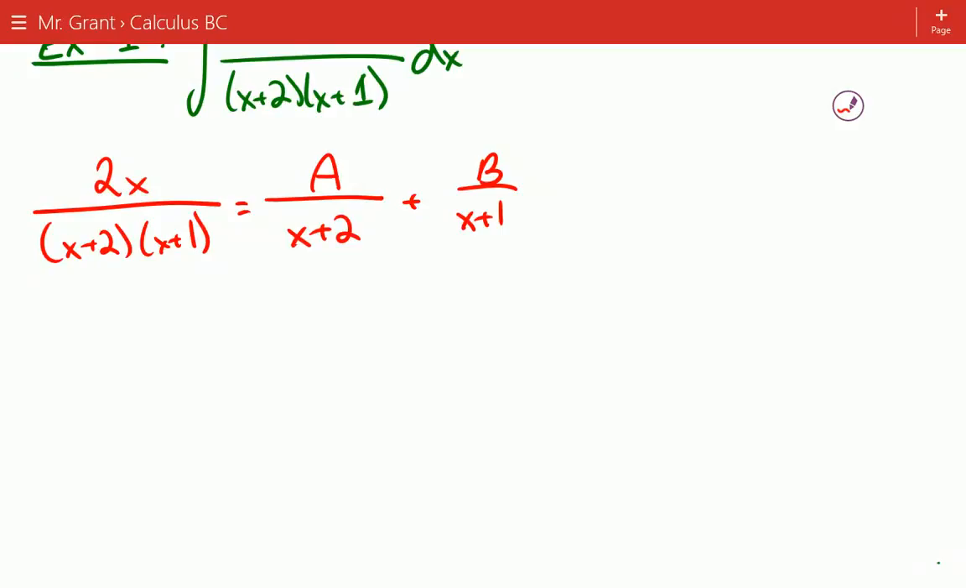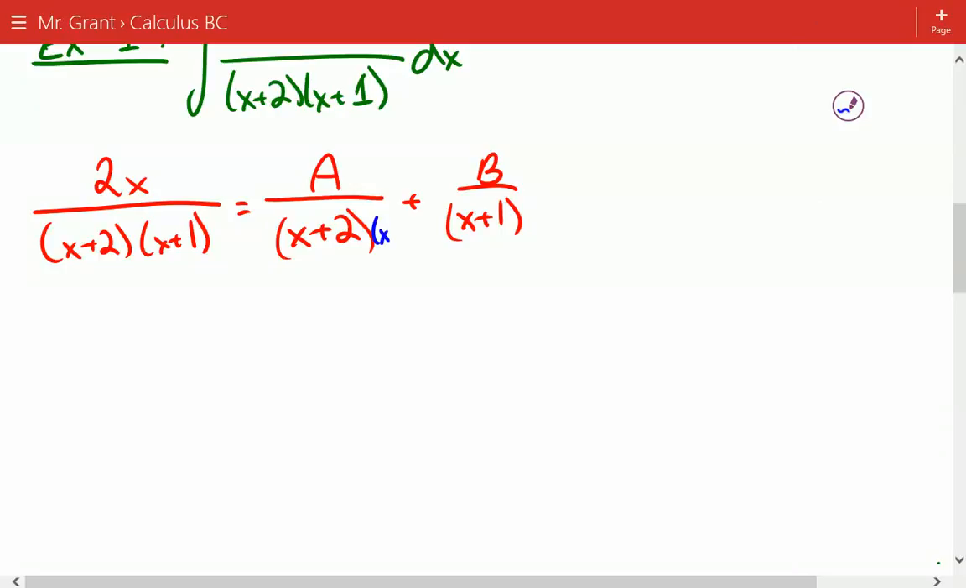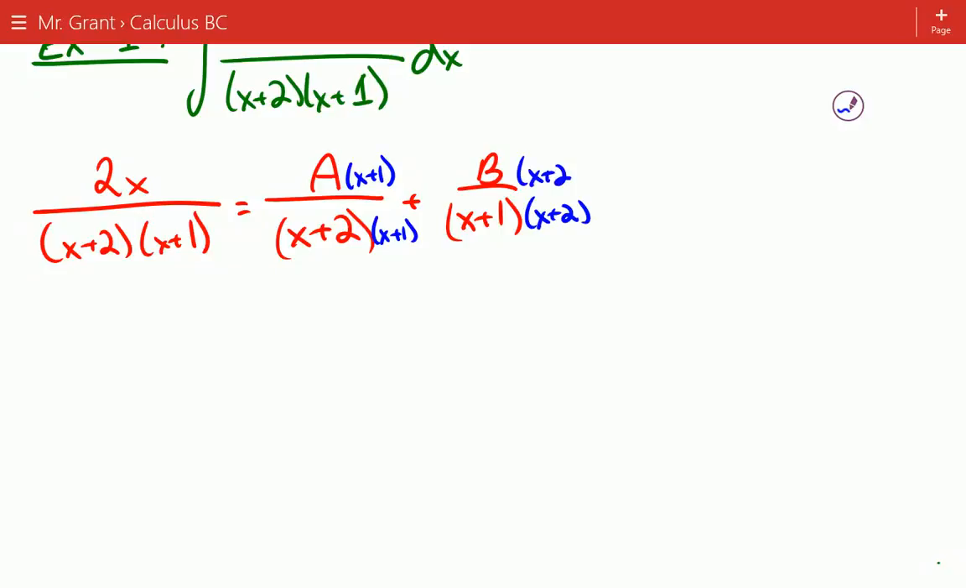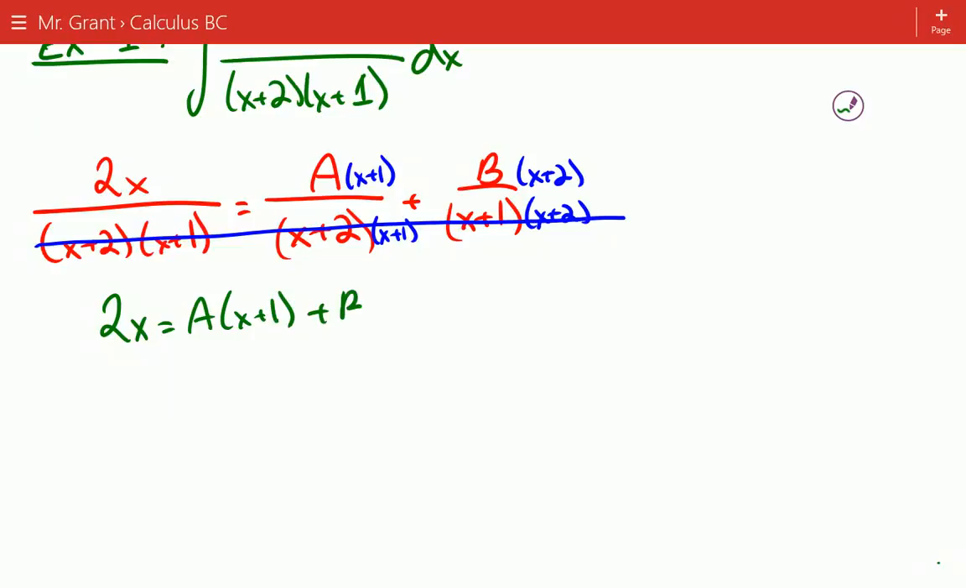If we wanted to go further, and we do, we need to actually figure out what a and b are. In order to do that, one of the tricks when you're working with these rationals, these fractions, is we try to give everything a common denominator. Currently we have x plus 2 in one fraction and x plus 1 in the other. To give them common denominators, this would need an x plus 1, top and bottom, and this would need an x plus 2, top and bottom. And for all intents and purposes, now that we've done that, we can ignore the denominator and just look at the top. So, starting a new equation here, we get that 2x is going to be equal to a times x plus 1 plus b times x plus 2.